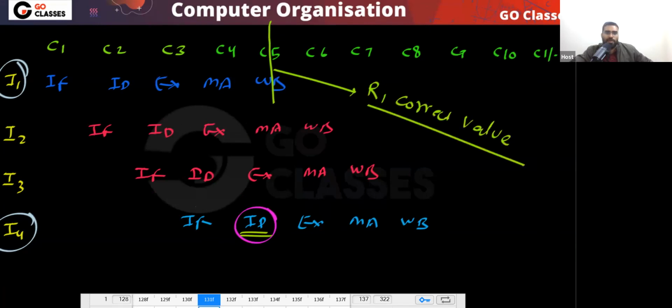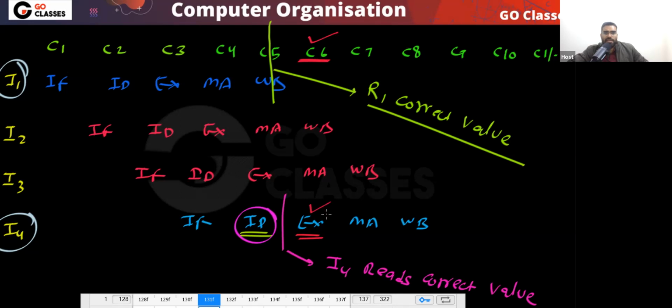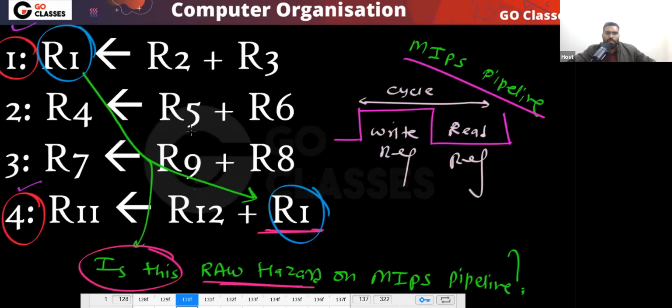The R1 correct value will be available, so it will read here. So I4 reads the correct value. So there is no problem, right? In the next cycle, it can go to execution. Did you see, because of this dependency, there is no problem? So is this a RAW hazard? The answer is no. This is not a RAW hazard. Is this clear? Please tell me.